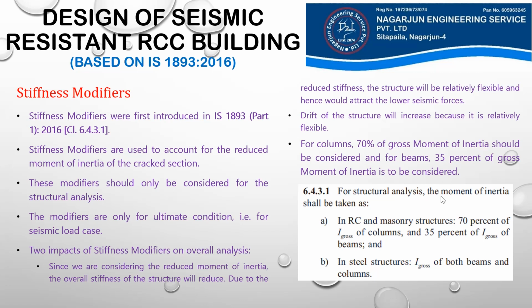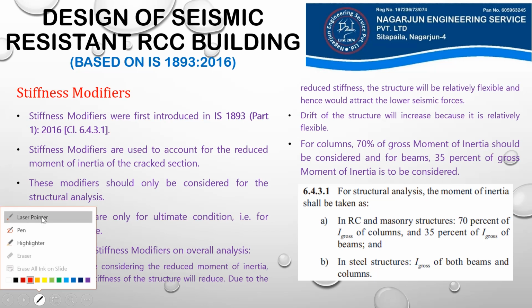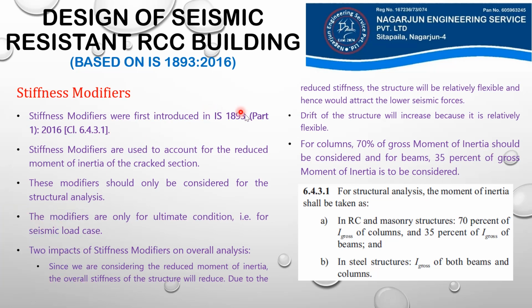Stiffness modifiers were first introduced in IS 1893 Part 1. In the updated version of the IS 1893 Part 1 code, which was done in 2016, the stiffness modifiers were introduced. Before that, the previous versions of 1893 did not state anything about stiffness modifiers. Stiffness modifiers are used to account for the reduced moment of inertia of the cracked section.